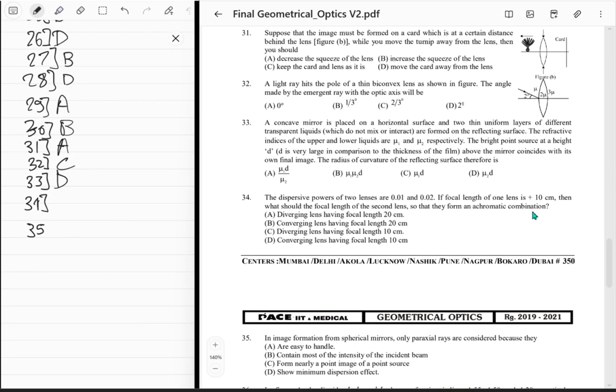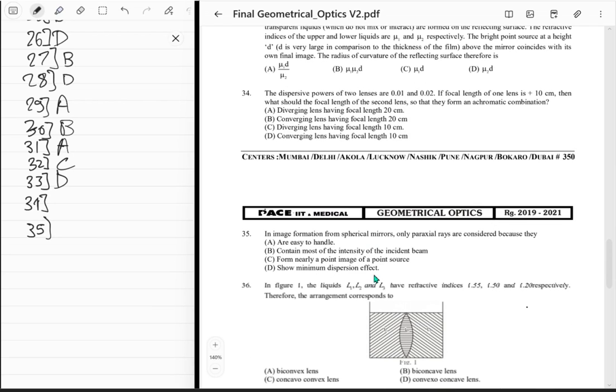Question 35. Image formation from spherical mirrors. Only paraxial rays are considered because they are easy to handle. Yeah, you could say so. They contain most of the intensity of the incident beam. Fine, I don't think that's correct, but whatever. Forms nearly a point image of a point. So C is, I think, the main reason.